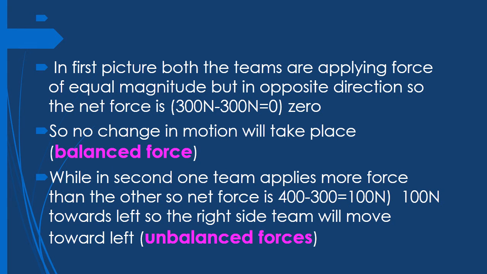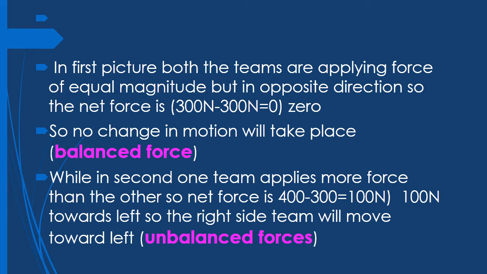I guess children, you can make it out in both the cases which team is going to win. So children, in the first picture, both the teams are applying force of equal magnitude but in opposite direction. So the net force is the difference of both the forces, that is 300 minus 300, that gives 0. Now in this case, no change will take place, right? We say balanced forces are there. Both the side, the magnitude is same in the opposite direction. So there will be no movement, no change will take place.